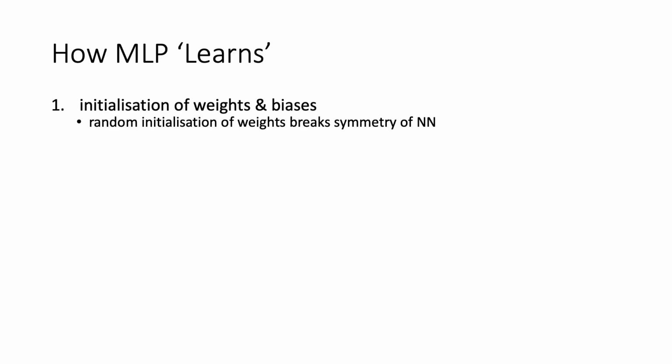So at a high level, the learning/training of a multi-layer perceptron starts with the initialization of its weights and biases. A random initialization of weights helps break the symmetry of a neural network, which enables neurons in the same layer to learn different patterns in the data. In the forward pass, the input data is passed through the network to obtain predictions. This is sometimes also referred to as forward propagation.